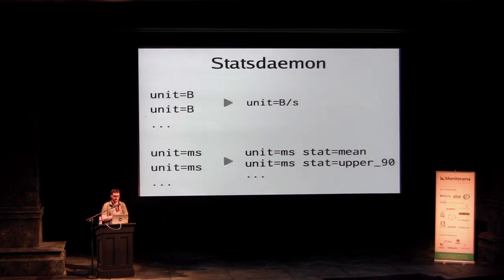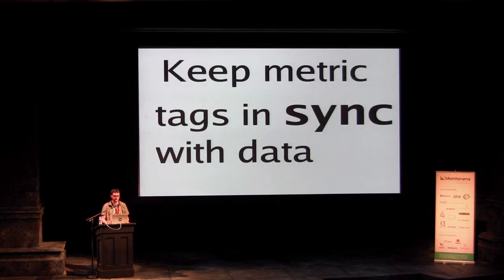And then there's this other service, statsdaemon, which is very similar to Etsy statsd. It's basically drop-in compatible, but when it detects that a metric is in 2.0 format, and for example, when you have incoming metrics in unit B, bytes, when it converts that into a rate per second, it will actually update the unit tag. Or when a timing metric comes in milliseconds, it still does all the same summary statistics as you're used to, but now it expresses that with a stat key. The idea is that your metric is always in sync with the data.